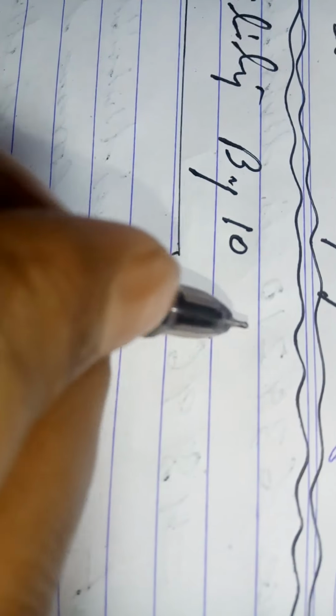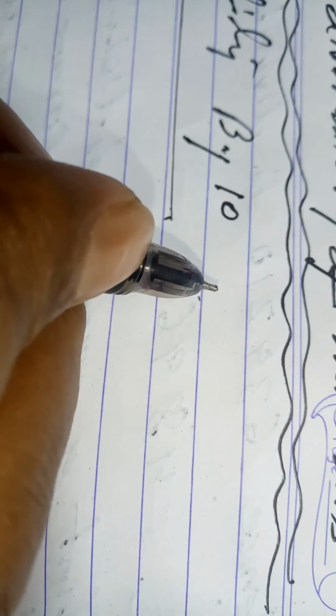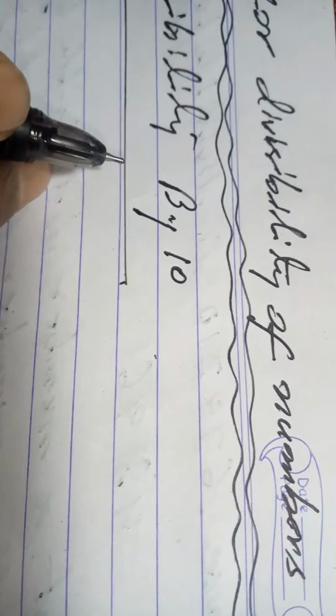Divisibility by 10. Students, actual division is a very time consuming and tedious procedure. So this rule is easy for testing divisibility by 10.